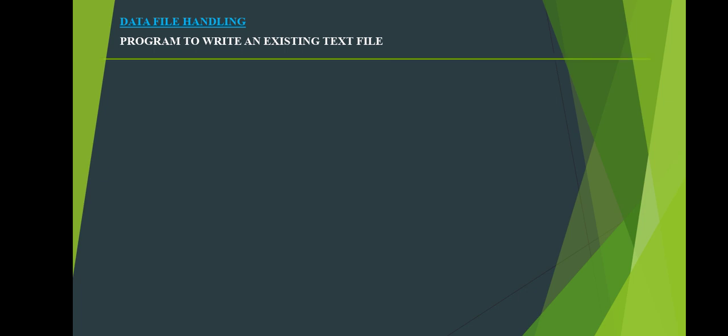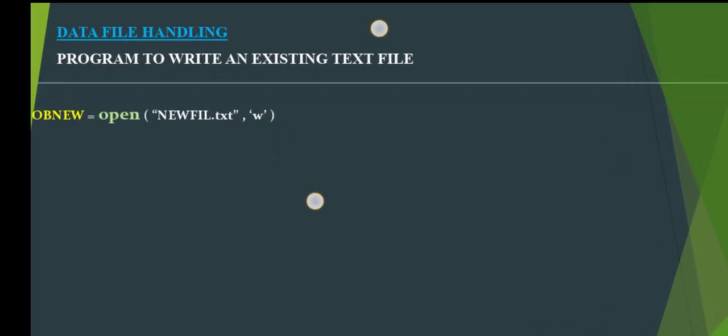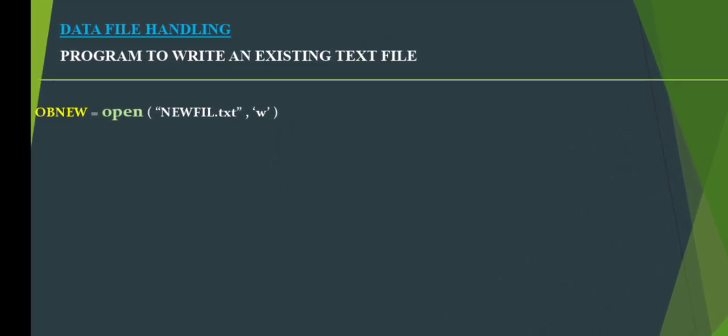So let's see one by one the various statements which will come. The first thing is we'll create an object, the file handle. So here this program creates an object obnew, and the file which is being linked with obnew is new file dot txt.